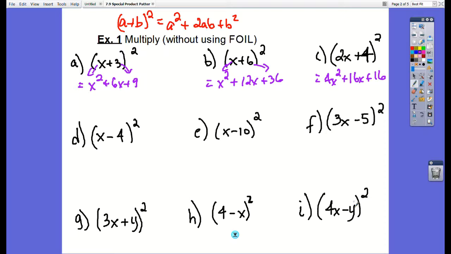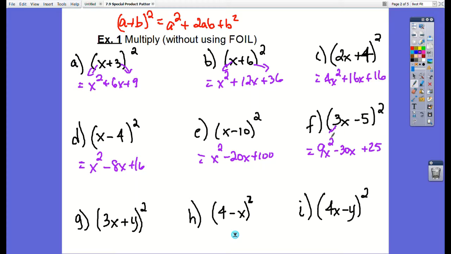All right, next one. x squared minus 8x plus 16. There we go. Let's keep this going. Maria. x squared minus 20x plus 16. Anybody else? Tom, go ahead. 9x squared minus 30x plus 25.